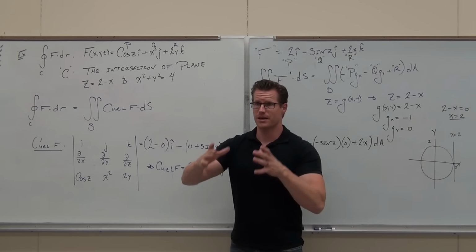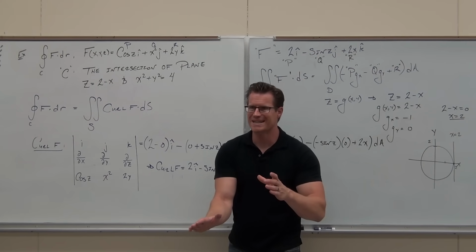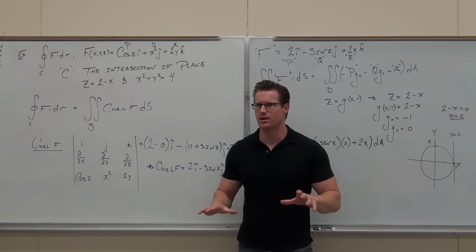We got this cylinder, right? And we got this plane that's cutting it. That plane intersects the cylinder right at the xy plane. Right at z equals 0. Hit another 0 key on that one.